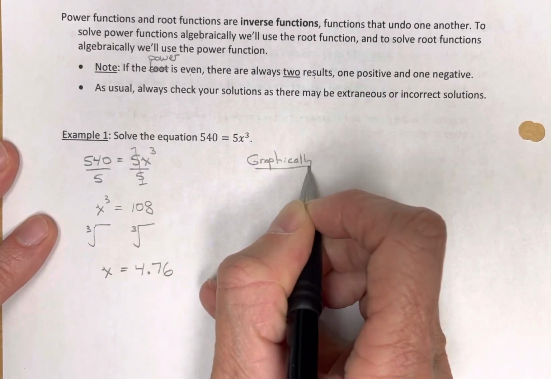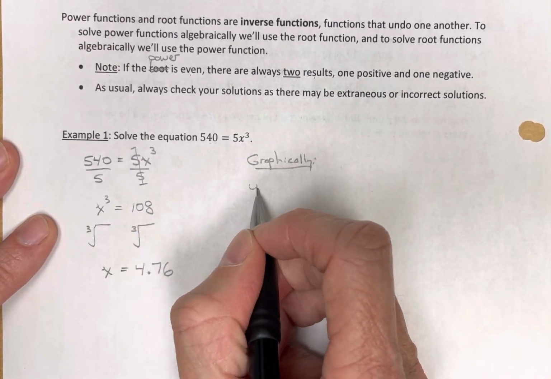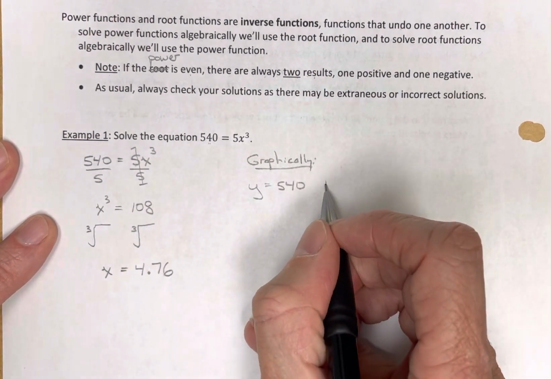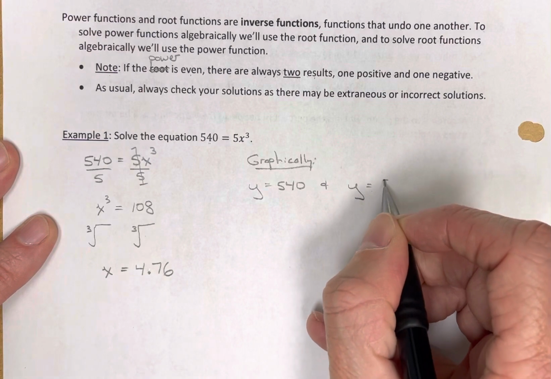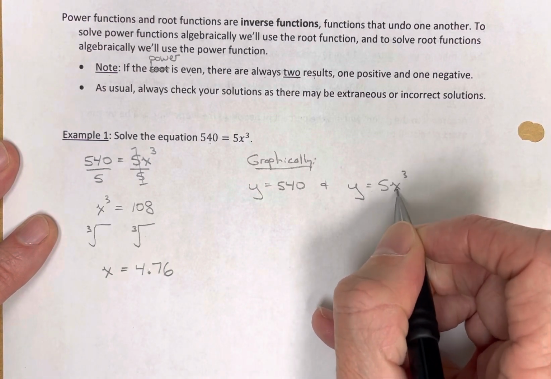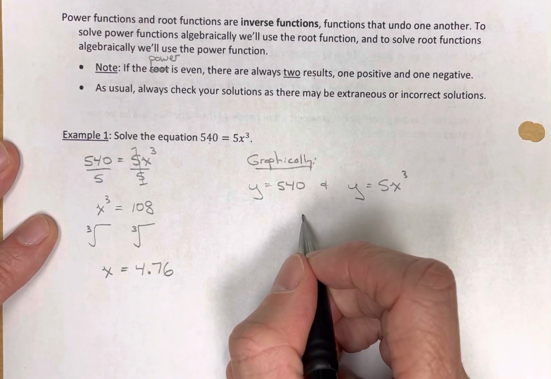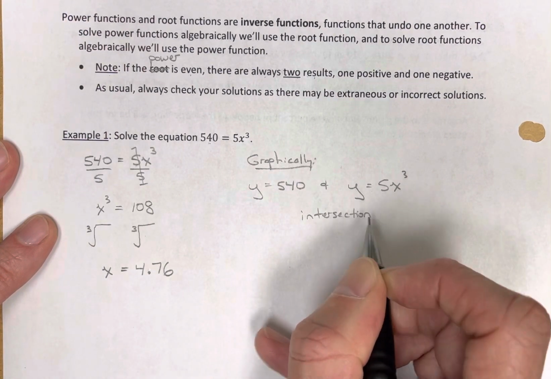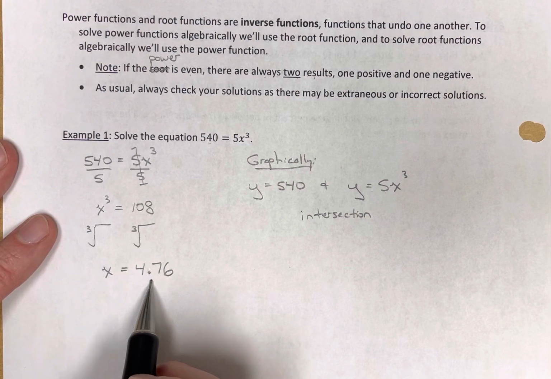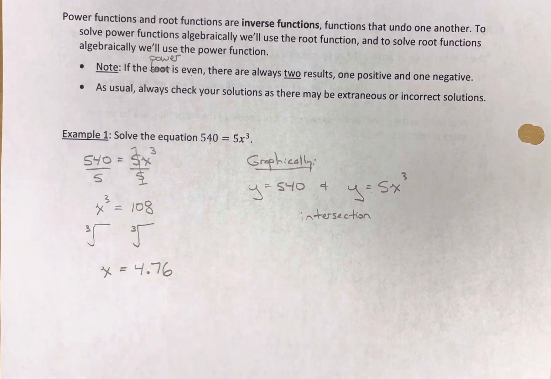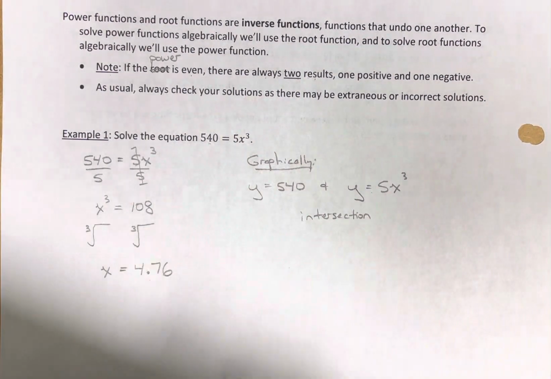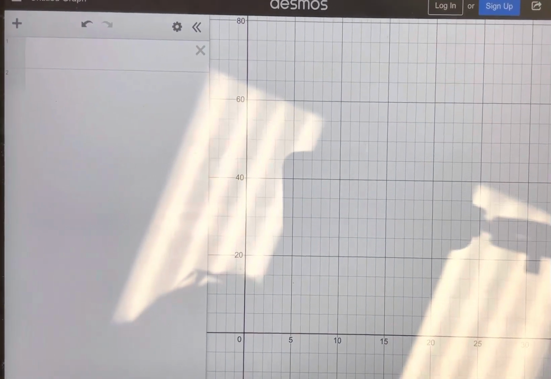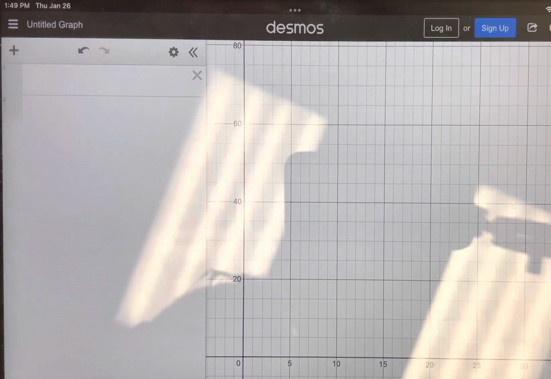And we know graphically, y equals 540, the left side, and y equals the right side, which is 5x cubed. And this is a power function. And we're looking for the intersection. Where do they cross? We're hoping they cross at approximately 4.76, but we're looking for the intersection. So let's go to Desmos. Let's go to our graph here. Give me just a moment to get it together.